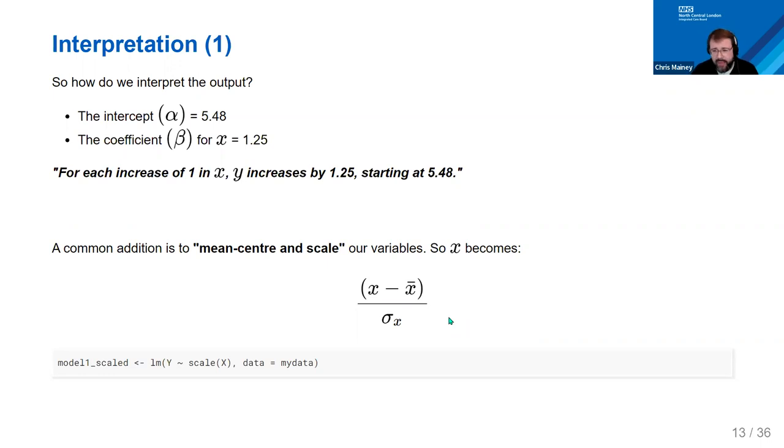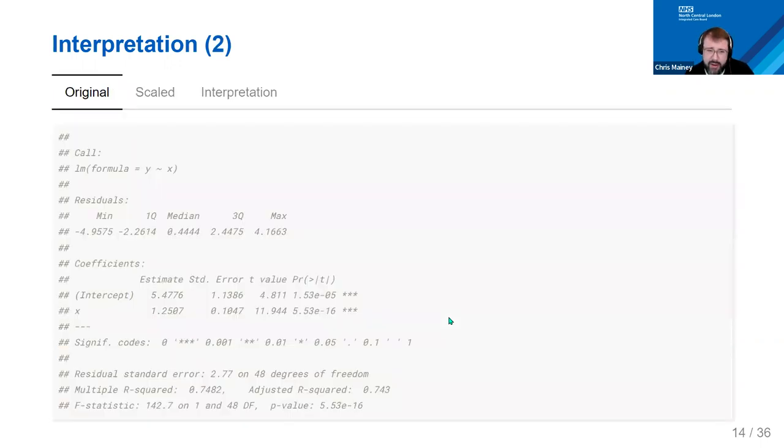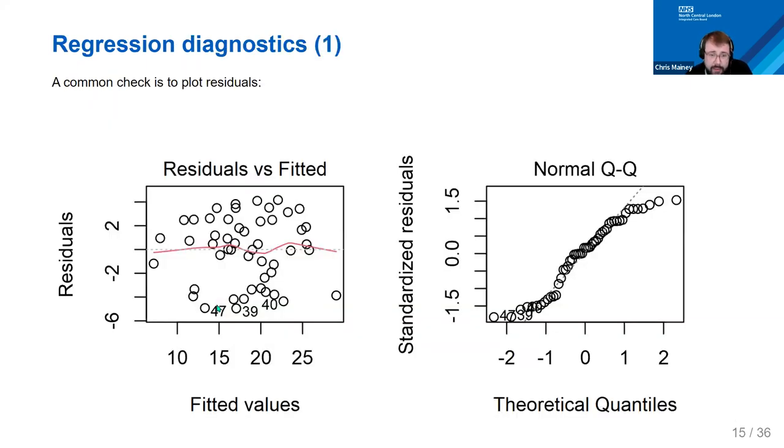And because of the central limit theorem, we know that two standard deviations either side is roughly 95%, and three, I'd say, is roughly 99%. So you're fitting the model on an exact scale, but it's transformed to units of standard deviation. That sounds really complicated, but it comes into its own when you try and interpret it. So you remember our original model gave us this estimate here of 5.47 for the intercept and 1.25.